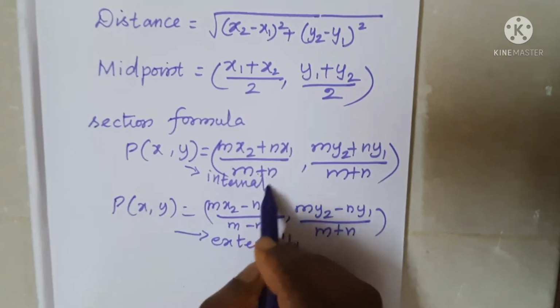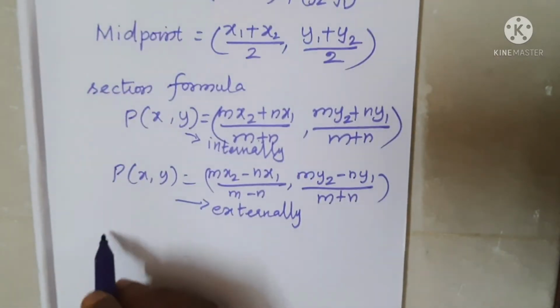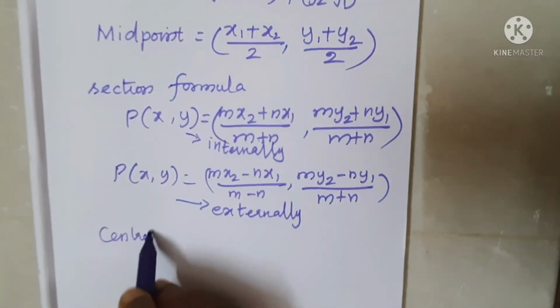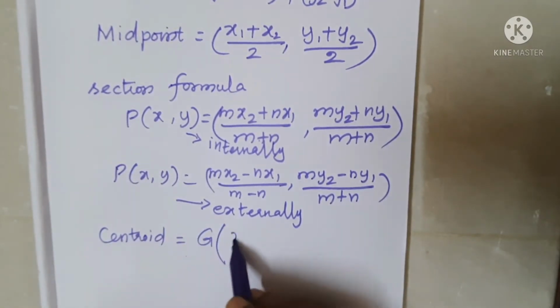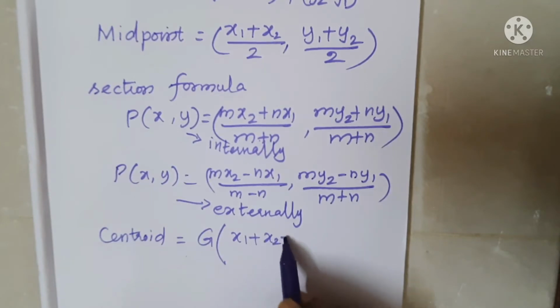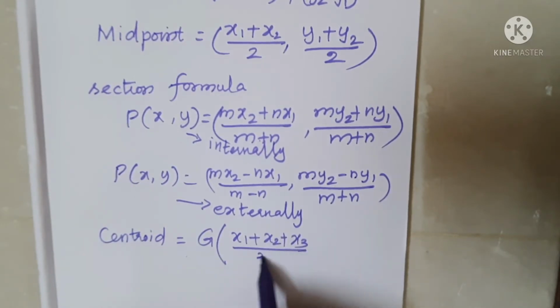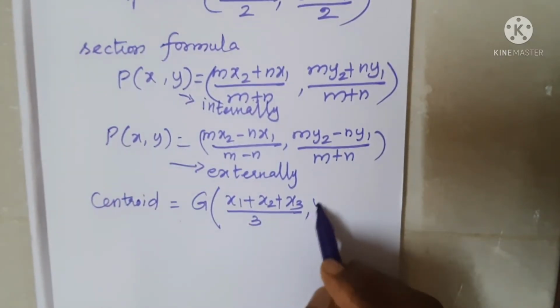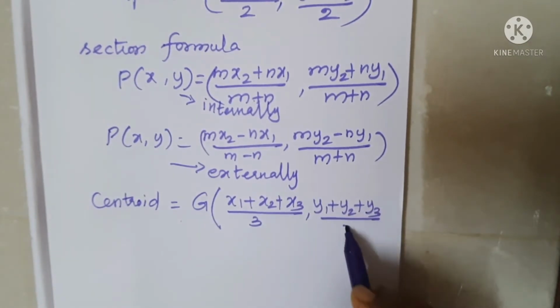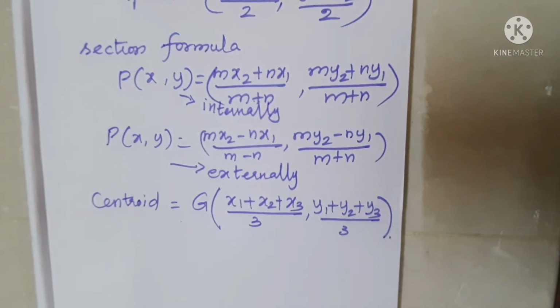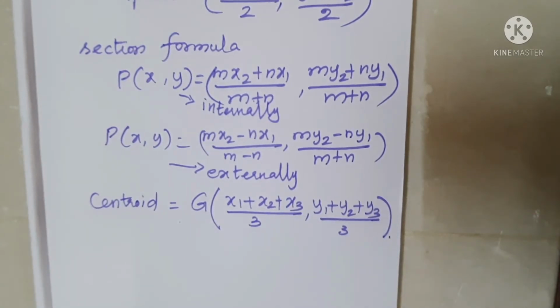Then the centroid. The centroid is denoted by the letter G. Centroid is equal to G of (x1 plus x2 plus x3 by 3, comma, y1 plus y2 plus y3 by 3). These you already learned in the 9th standard.